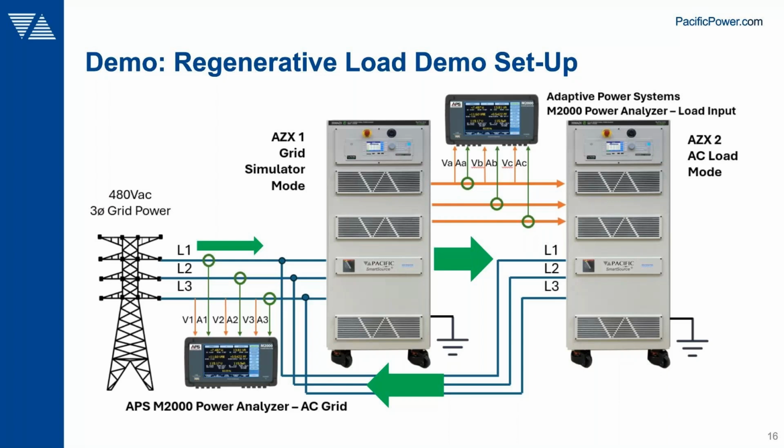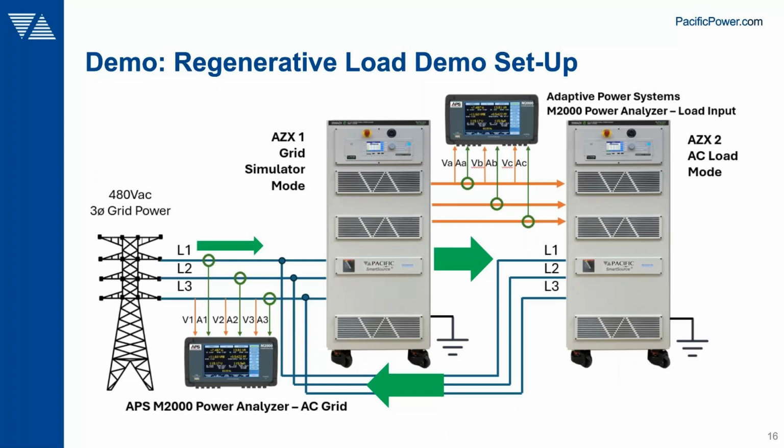And we have a couple of APS M2000 power analyzers connected. One is connected to the grid connection, so we can see how much power flows into or out of our facility power to run this whole test setup. We have one connected at the output of the grid simulator and the input of the load, which will allow us to see how much power in what direction flows between the grid simulator and the load.